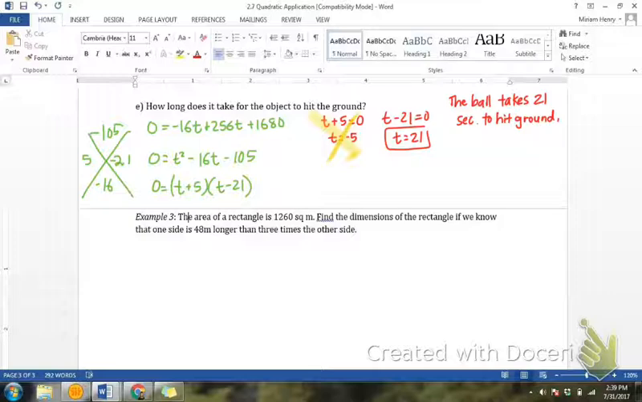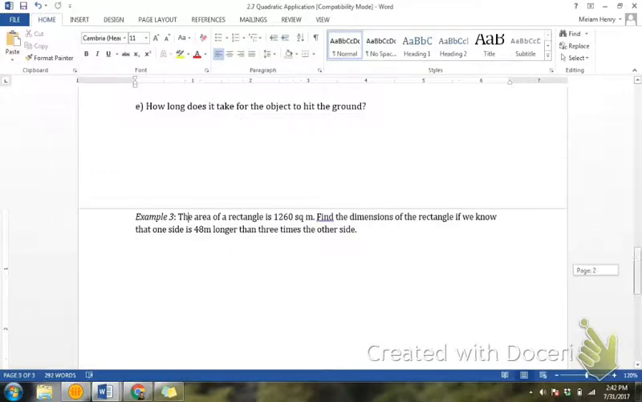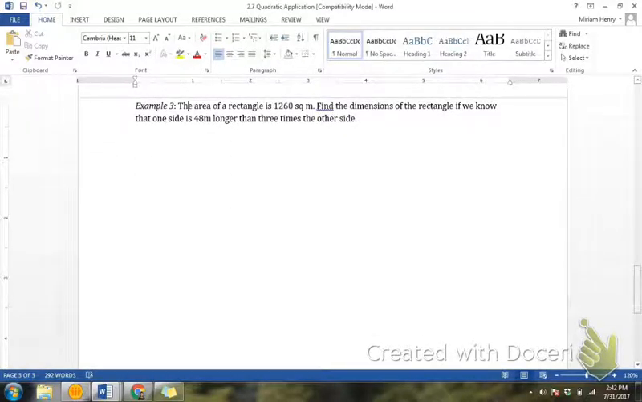Okay, example 3 says the area of a rectangle is 1,260 square meters. Find the dimensions of the rectangle if we know that one side is 48 meters longer than 3 times the other side. Seems like a lot. Let's first draw a rectangle, because it helps to visualize things. And in geometry, we will draw a lot, so let's get used to it. We're going to draw a rectangle. It says the area inside is 1,260 square meters.